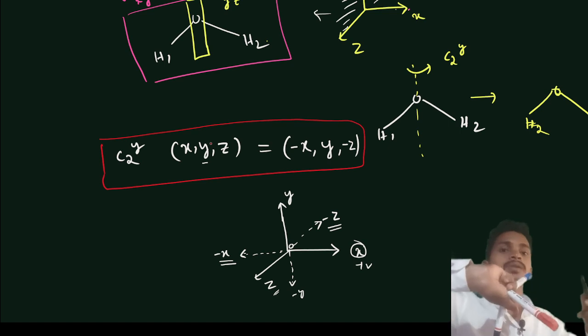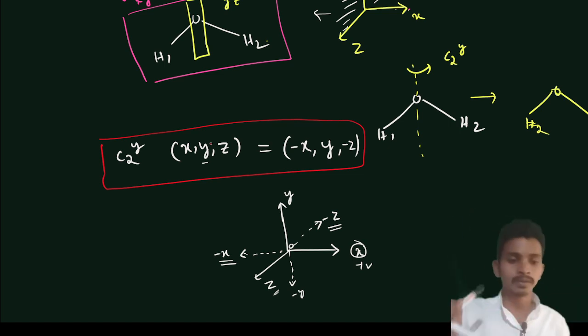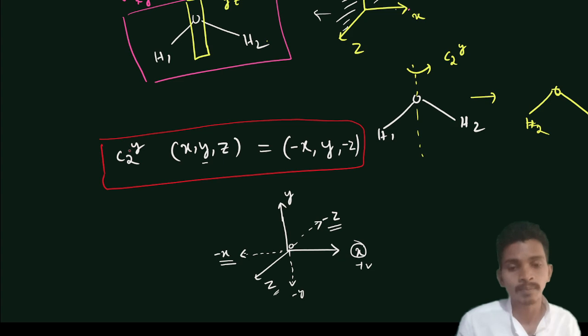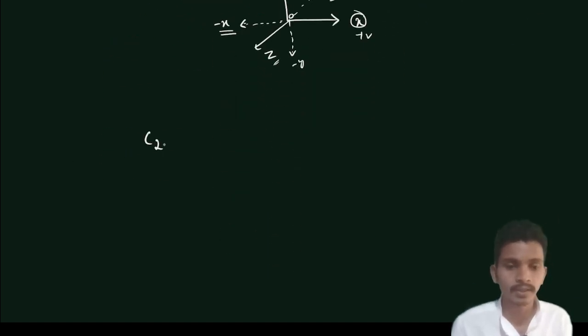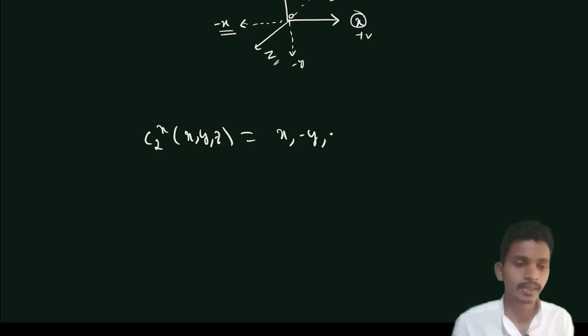You see, this is going to get below. Okay, so likewise, if you apply C to Y, C to X, C to Z, whichever axis we are applying, say Y, then Y will remain unchanged, other will be changed. Similarly, if you apply C to X, then X will remain as it is, the others will change.